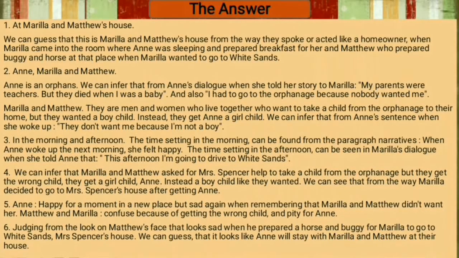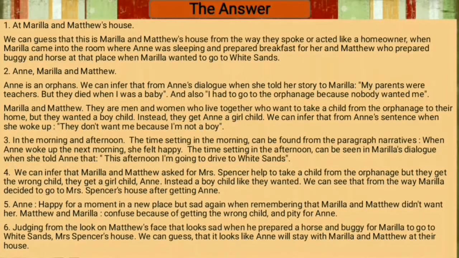Number 4. We can infer that Marilla and Matthew asked for Mrs. Spencer's help to take a child from the orphanage, but they got the wrong child. They got a girl instead of a boy like they wanted. We can see that from the way Marilla decided to go to Mrs. Spencer's house after getting Anne. Number 5. Anne is happy for a moment in a new place, but sad again when remembering that Marilla and Matthew didn't want her. Matthew and Marilla are confused because of getting the wrong child, and pity Anne.